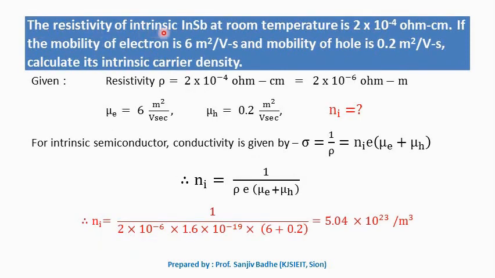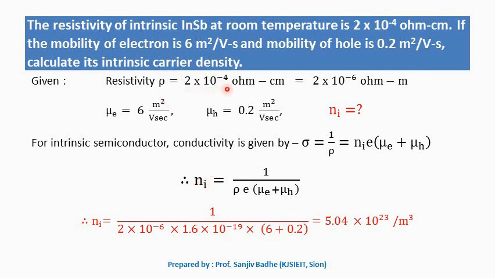The resistivity of intrinsic indium antimonide at room temperature is 2 into 10 raised to minus 4 ohm centimeter. If mobility of electron is 6 meter square per volt second and mobility of hole is 0.2 meter square per volt second, calculate its intrinsic carrier density. So here we are asked to find out intrinsic carrier concentration, that is Ni.